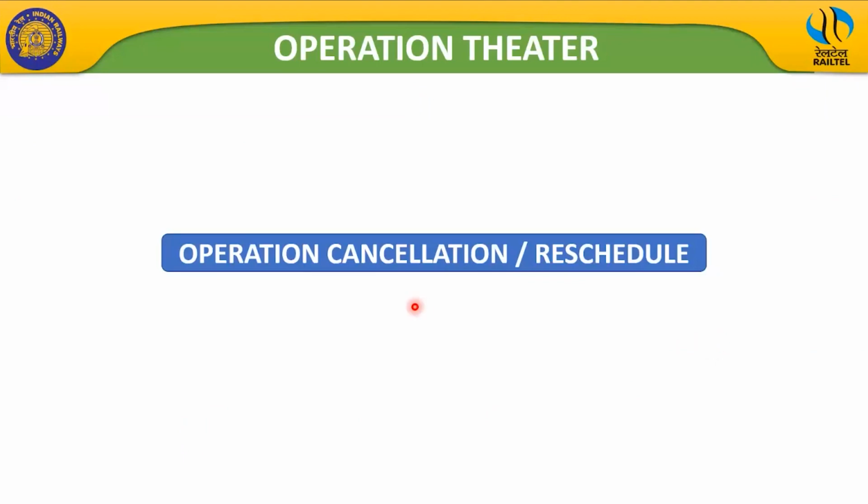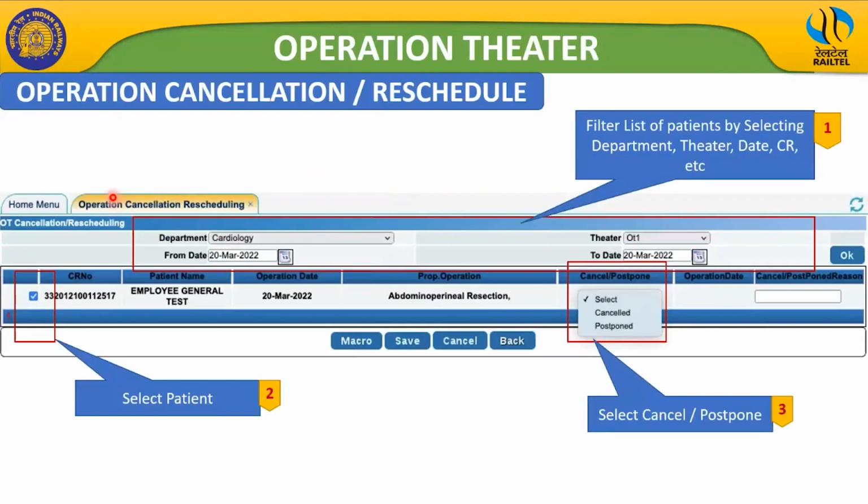There is also another process where sometimes the scheduled operation has to be either cancelled or rescheduled. So what has to be done in those cases? Here the user has to select the operation cancellation or rescheduling menu option. After that, by filtering the options, they will zero in on the patient here. After selecting the patient, the proposed status has to be updated here, whether the scheduled operation has to be cancelled or postponed. That option can be selected here.